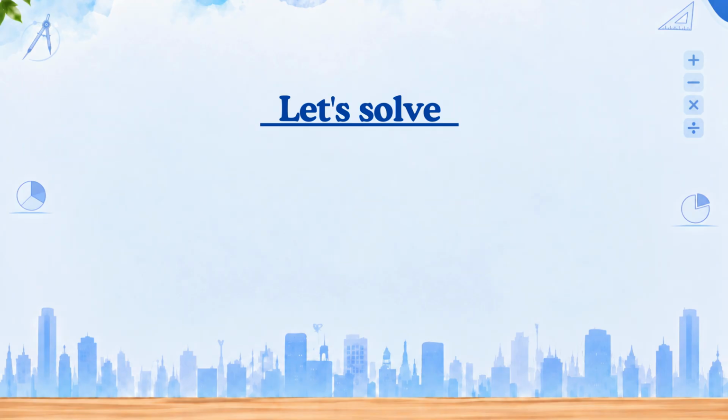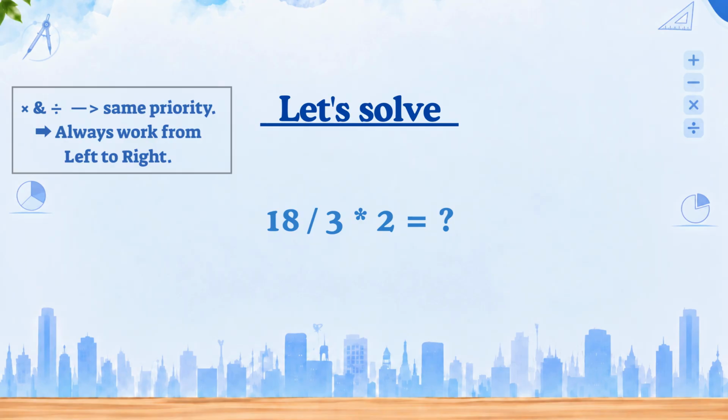Try this one, 18 divided by 3 times 2. Some pupils multiply first. However, division and multiplication have equal priority, so we work from left to right. So we're doing 18 divided by 3, which is 6. 6 times 2 equals 12.